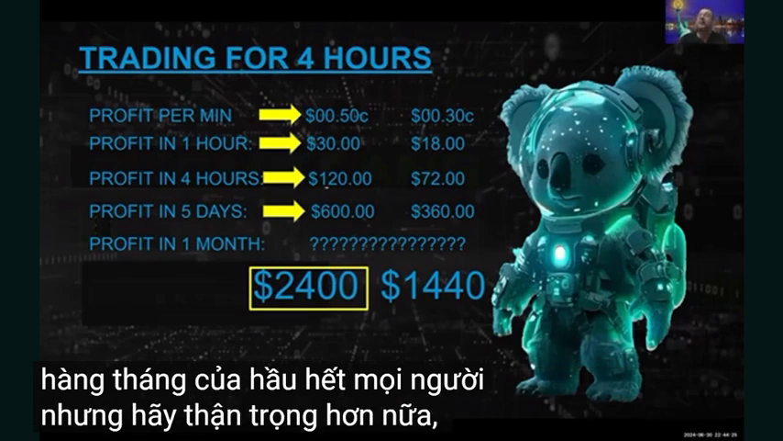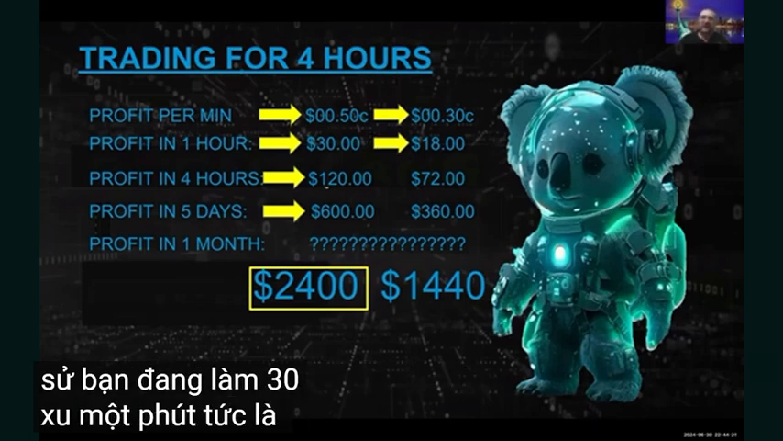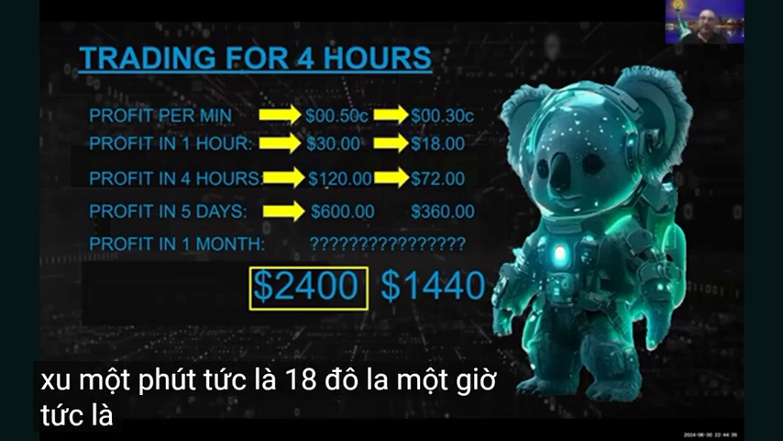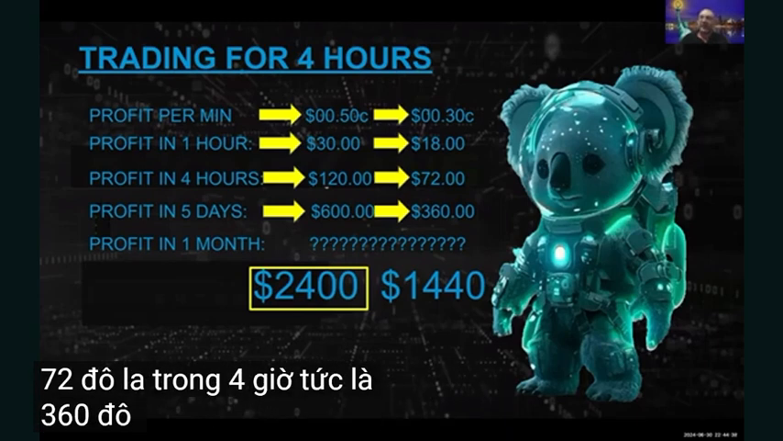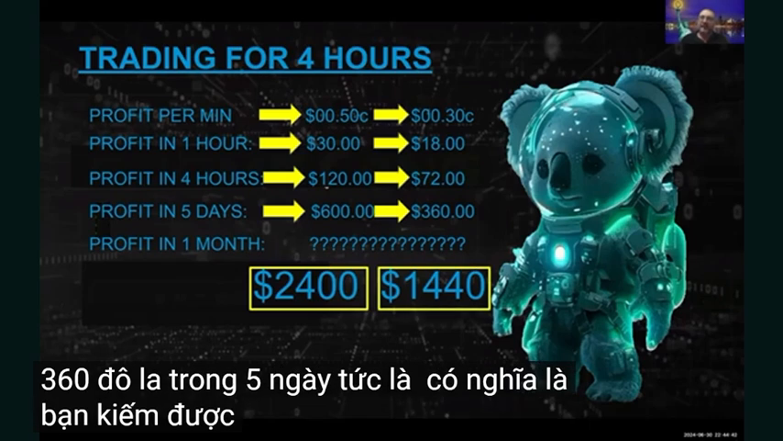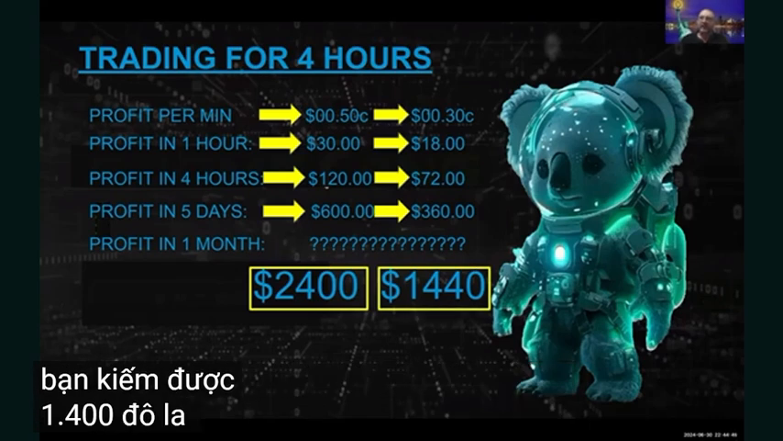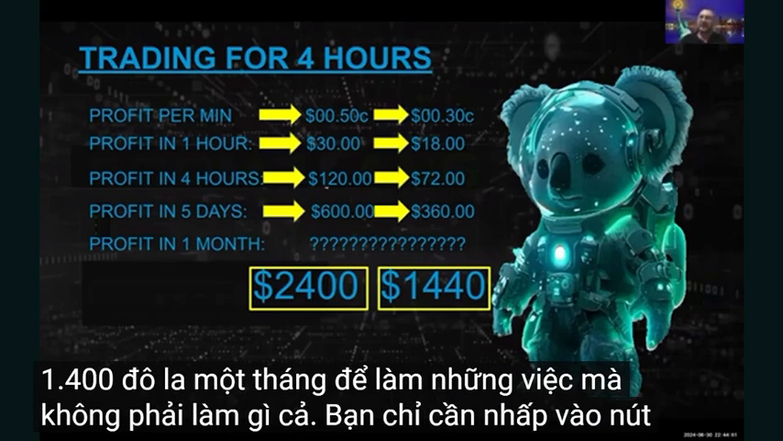But let's be even more conservative. Let's say you're doing 30 cents a minute, which is $18 an hour, which is $72 in 4 hours, which is $360 over 5 days, which means you're making $1,400 a month. For doing what? For doing nothing. You're simply clicking a button.